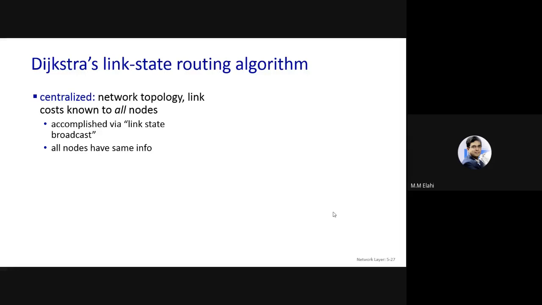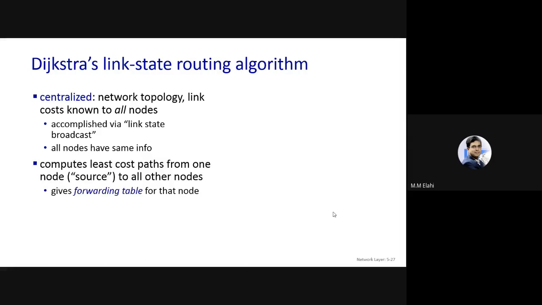So every node will broadcast its own information to all other nodes, and after a certain amount of time all nodes will have the same information, same database. What is a database? What is a topology? Okay, we'll see. Then it computes least cost paths from one node, that we call the source, to all other nodes, that we call possible destinations.